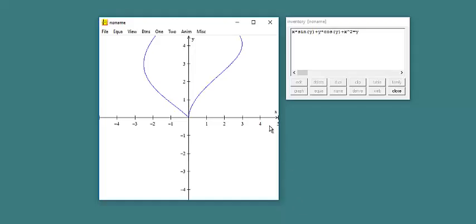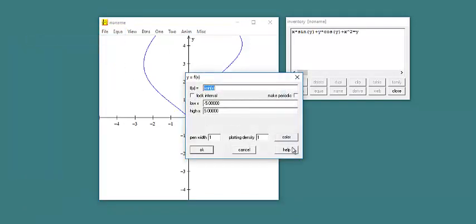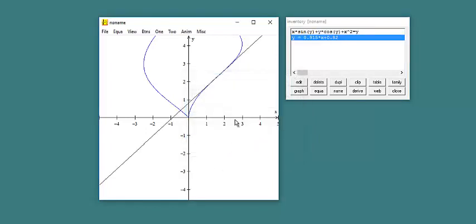And now we'll plot that line. So we're going to do an explicit equation: 0.915 times x plus 0.82. And okay, there you go. So at x equals 2, y equals 2.65. This is the tangent line.